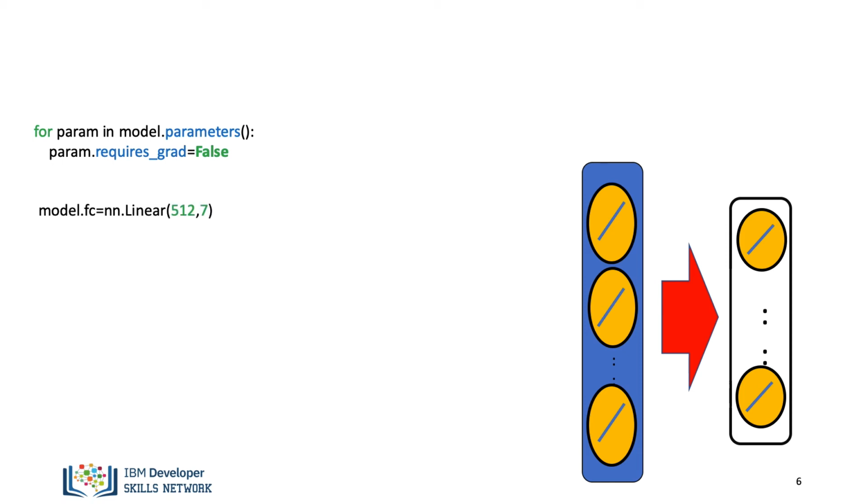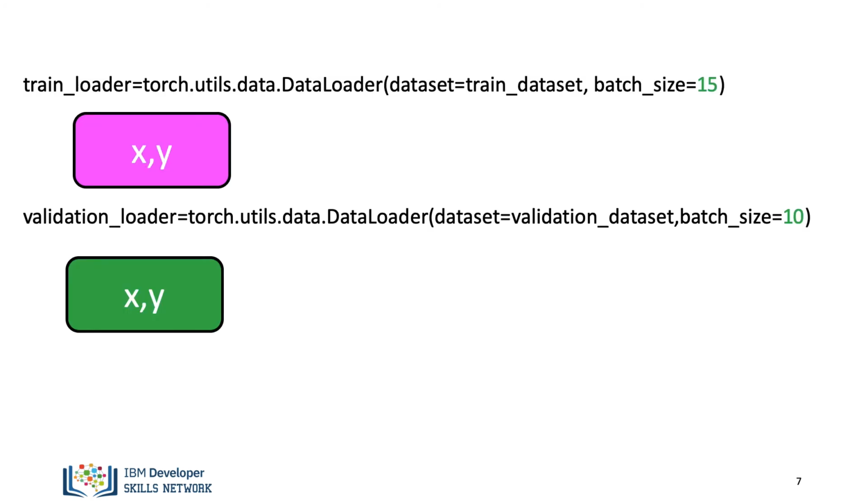As the last hidden layer has 512 neurons, you will have 512 inputs. For this example, we will have 7 classes. As a result, we will have 7 outputs, 1 for each class. You will create a train loader and testing loader object with a batch size of 15 and 10 respectively.